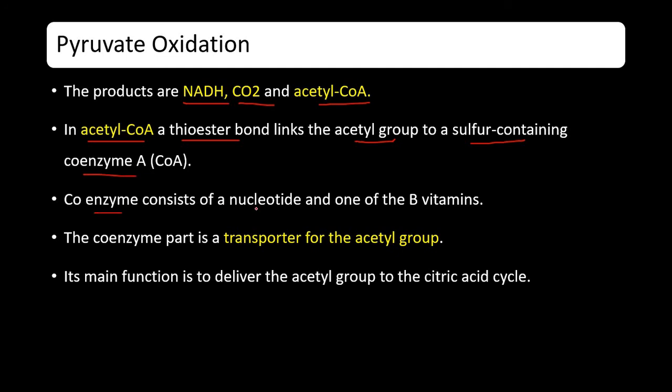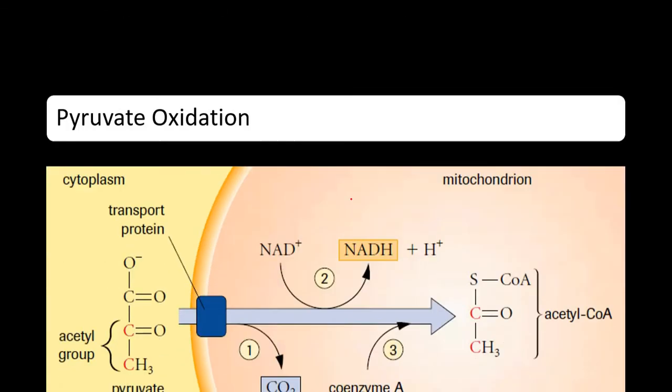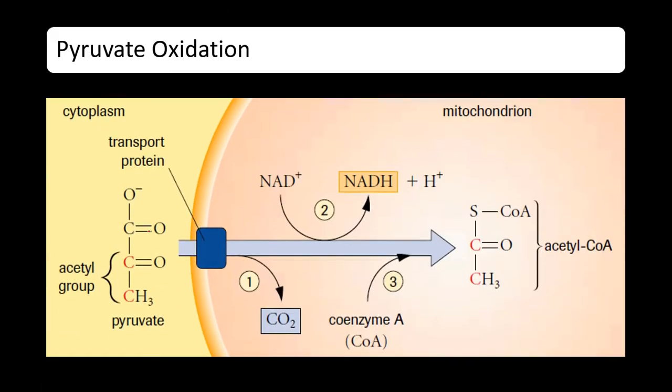The coenzyme-A consists of a dinucleotide and one of the B vitamins. The coenzyme-A part of acetyl-CoA acts as a transporter for the transfer of acetyl group. The main function of coenzyme is to deliver the acetyl group to mitochondria, where it enters the citric acid cycle or Krebs cycle. This is the diagrammatic representation of pyruvate oxidation.